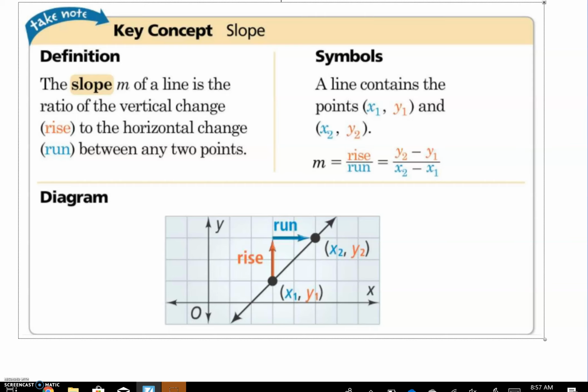So let's just talk about slope and how we find slope. Slope is rise over run, otherwise known as the change in y over the change in x. So how do we solve for slope? Take our 2 points, like you would do in the midpoint formula or the distance formula. You take y2 minus y1 divided by x2 minus x1.